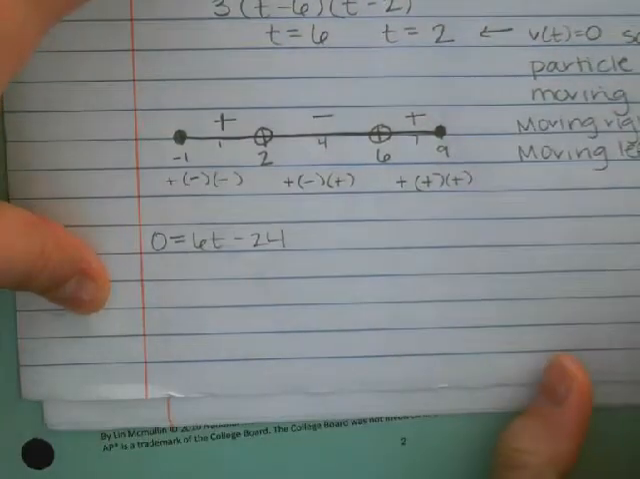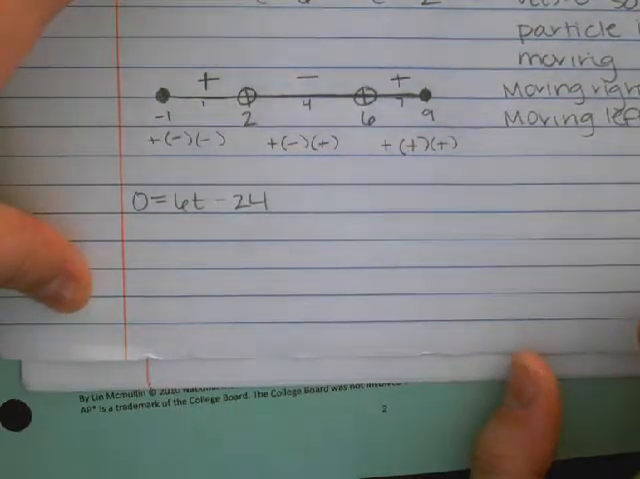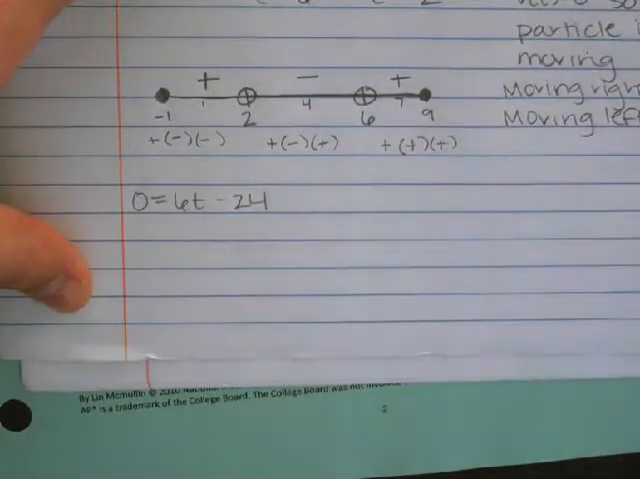You said when is it not accelerating? That'll tell me when the speed is constant, when it's not speeding up and it's not slowing down. The speed is just constant. This is cruise control.